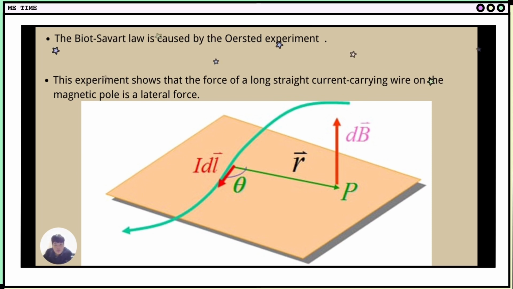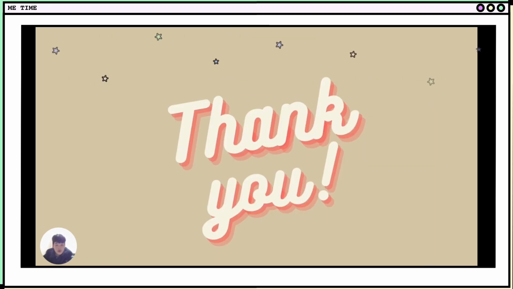So that's all for today. We are running out of time, so before we end our class, I would like to give you a task regarding the Biot-Savart law topic. You need to find out about 4 aspects of Biot-Savart law, which are definition, equation, application, and also problem solving.